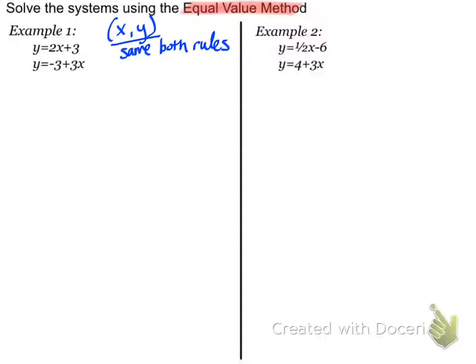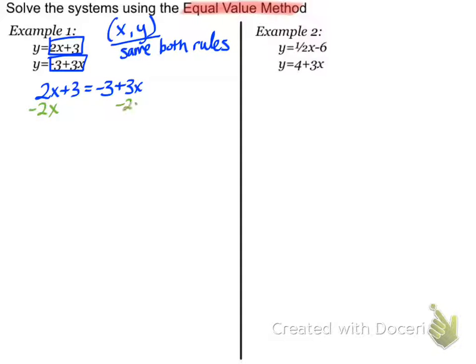So we have two rules in order to solve a system. A system is always multiple rules. Now, we have to find when they're the same, so we use an equation. I want to know when that rule gives me the same answer as that rule. Keyword: the same. I ask that question using an equation. When is 2x plus 3 equal to negative 3 plus 3x? So I use them and I call them equal values. That's why we call it equal values. We set them equal to each other.